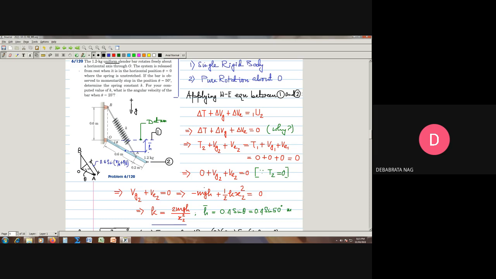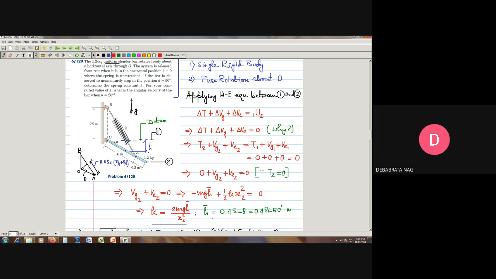So again, I told that since this height was actually below, I have this as minus mgh bar. So it is minus mgh bar plus half k x2 square should be equal to 0. And since our objective is to find out this k, we can solve for k and write the equation as 2 mgh bar divided by x2 square, where x2 actually represents the elongation of the spring because of its final configuration.